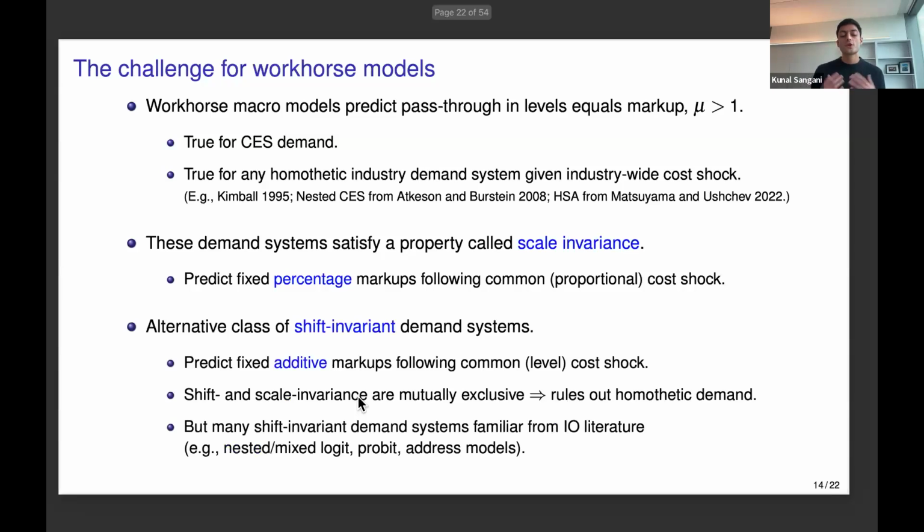Now, it turns out that there's an alternative class of demand systems that would instead be consistent with our evidence. I call those demand systems ones that satisfy this property called shift invariance, rather than the scale invariance that most of our demand systems use. And actually, they're not very exotic demand systems. Many of the demand systems in the IO literature, like Logit, BLP, or spatial models like the Hotelling or Salop model, would be able to explain our evidence of complete pass-through in levels of these industry-wide cost shocks.